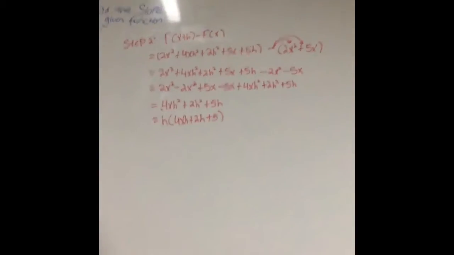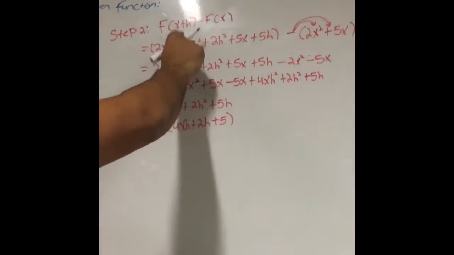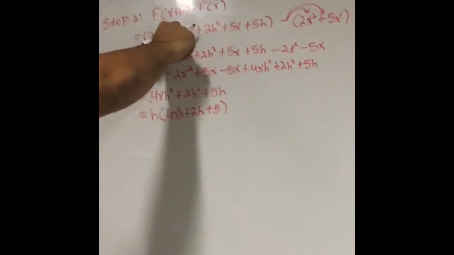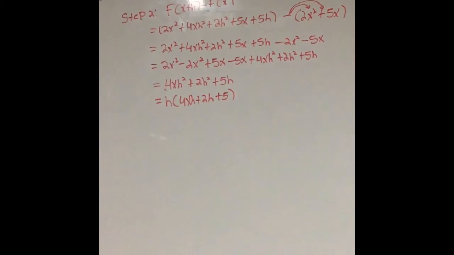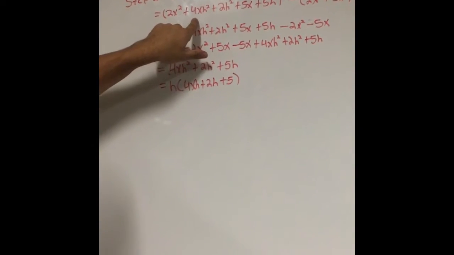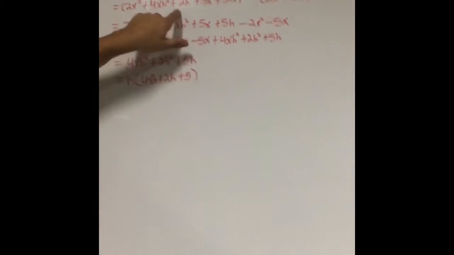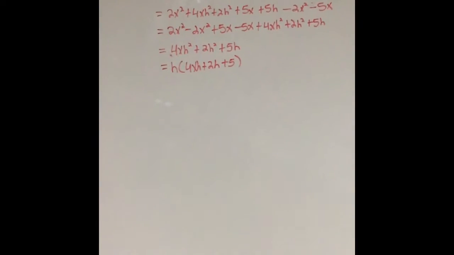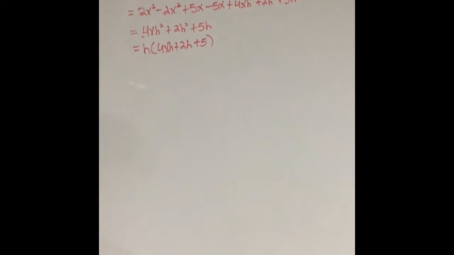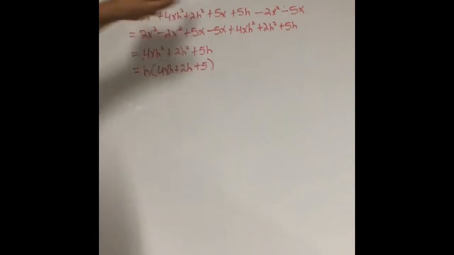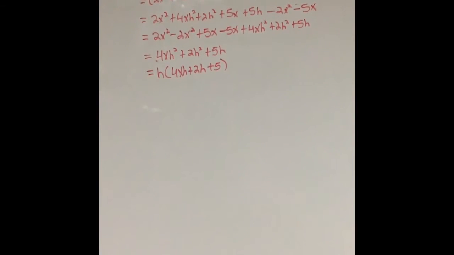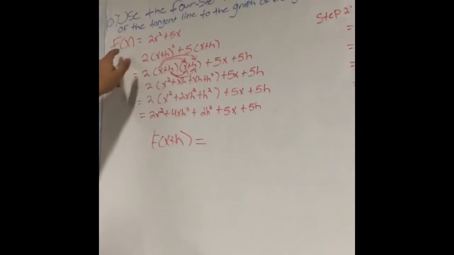Step 2 gives us the equation f of (x plus h) minus f of x, which would then give us the equation of 2x squared plus 4xh plus 2h squared plus 5x plus 5h. That is basically just the step one equation of our four-step process, minus f of x, which is just our given function, which is f of x equals 2x squared plus 5x.